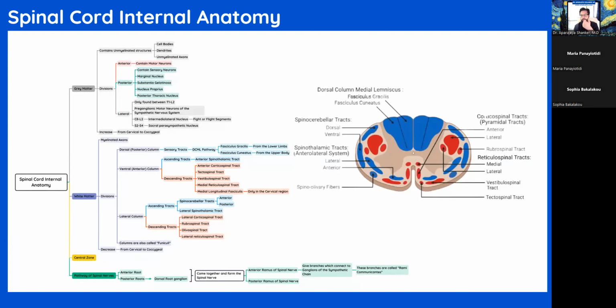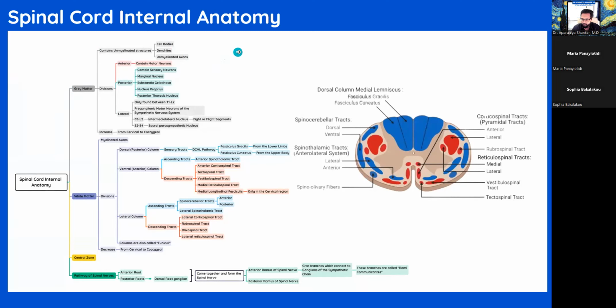So all the nuclei, the dendrites, the cell bodies, whatever, and unmyelinated axons, they belong in the gray matter, right? So if you look at the gray matter section, you'll see that the first thing I put here is that it contains unmyelinated structures like the cell bodies, dendrites, and unmyelinated axons.